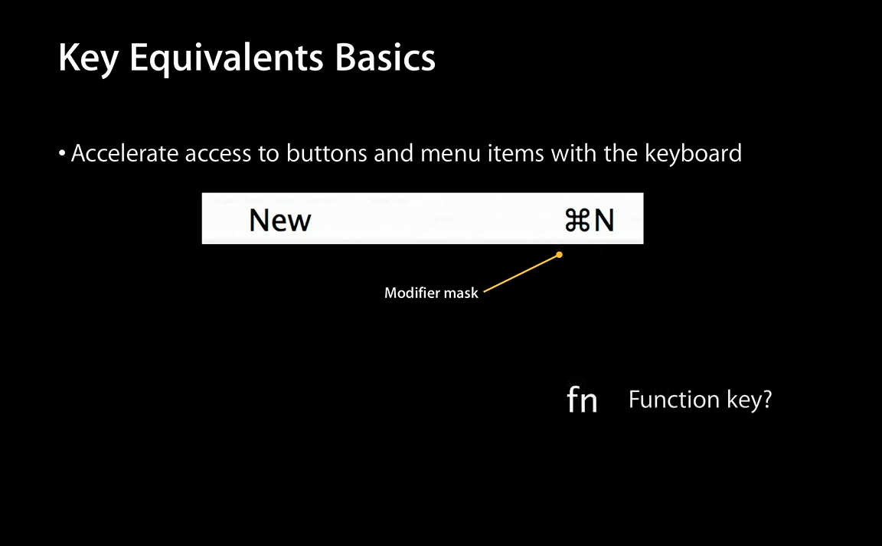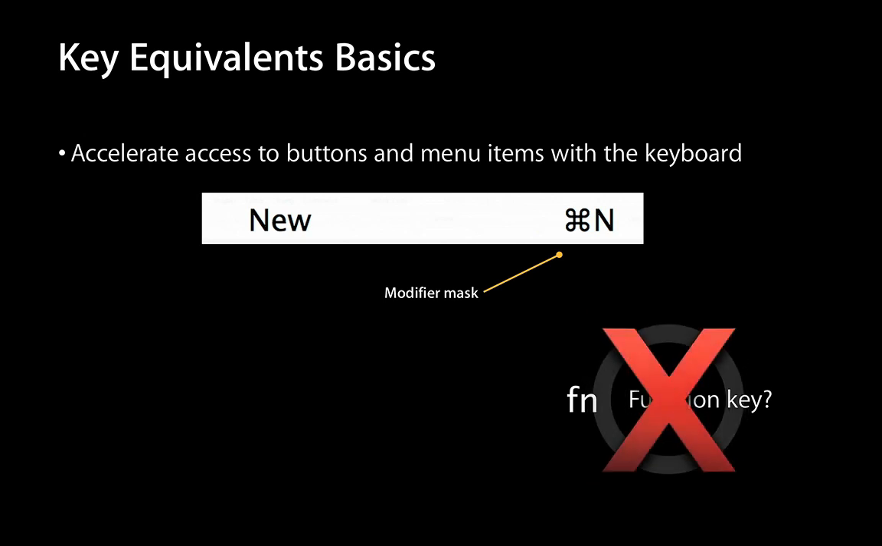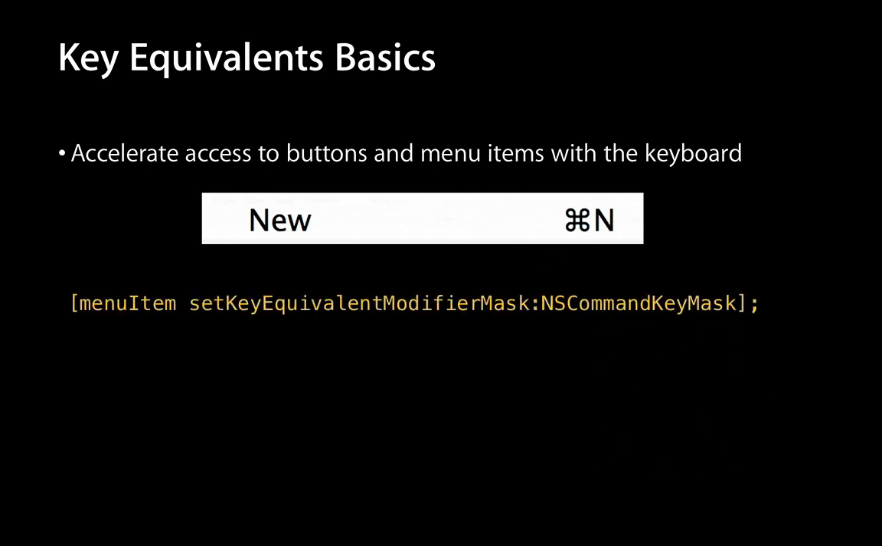You may be wondering about the function key. A lot of keyboards have that, but in fact, that is not supported. A good reason for that is that not all keyboards have that, so those key equivalents will be unavailable to those users. And again, to set the key equivalent modifier mask, of course, you call setKeyEquivalentModifierMask, and you pass a bit mask of the modifier flags that you would also get from NSEvent. And this is the same on NSButton as it is on NSMenuItem.